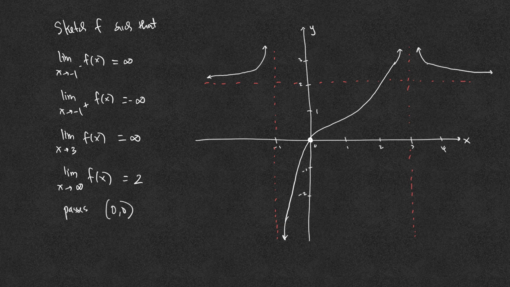Let's double check. At x approaching -1 from the left-hand side, the limit is positive infinity. At x approaching -1 from the right-hand side, the limit is negative infinity. At x approaching 3 from both sides, the limit is positive infinity. And as x approaches positive infinity, the function stays close to y equals 2. It cannot go back up. And also this function passes through the point (0, 0).